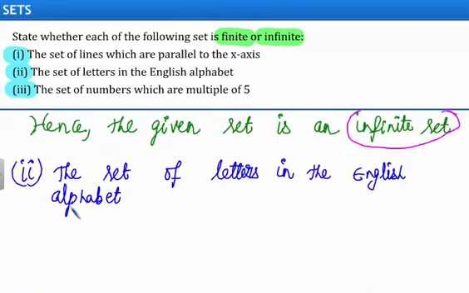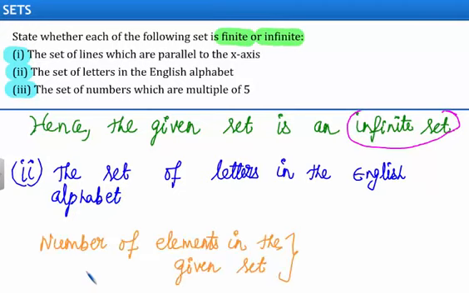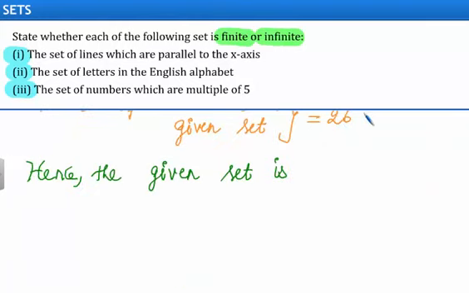In the next part of the problem, we have the set of letters in the English alphabet. We need to say whether this set is finite or infinite. Since we have 26 letters in the English alphabet, number of elements in the given set is equal to 26. 26 is a finite number. Hence, the given set is a finite set.